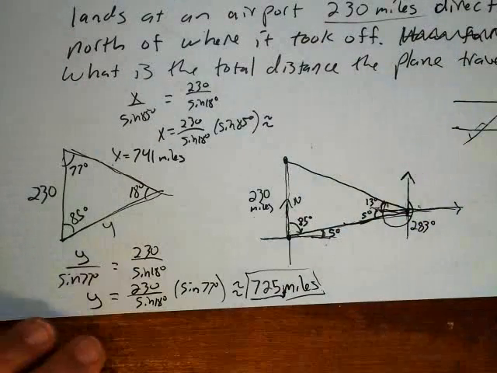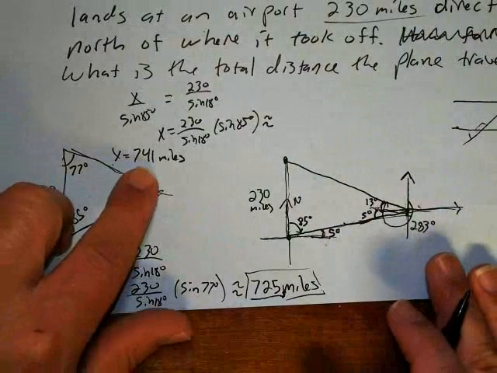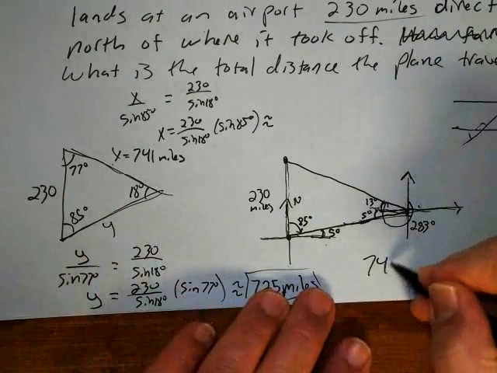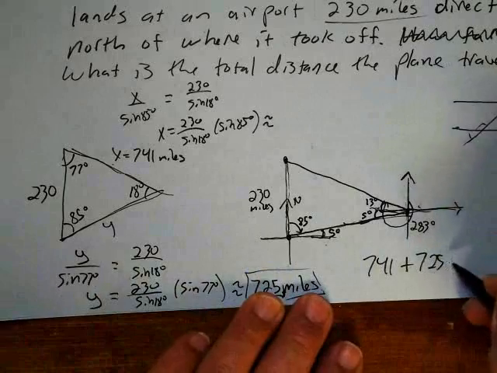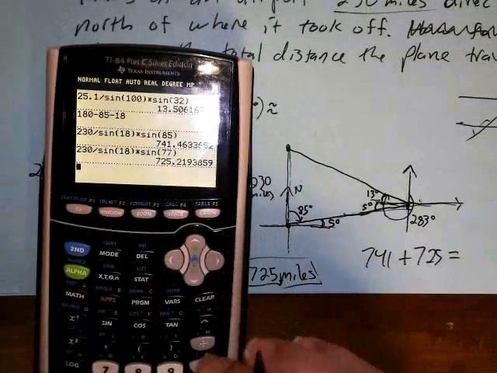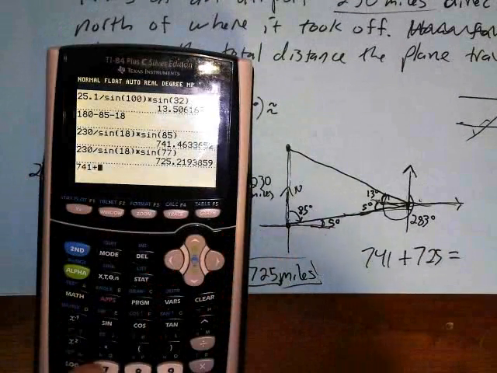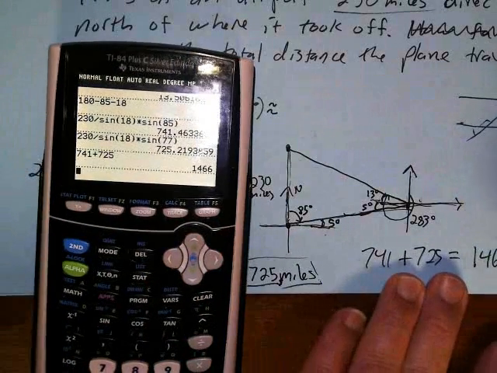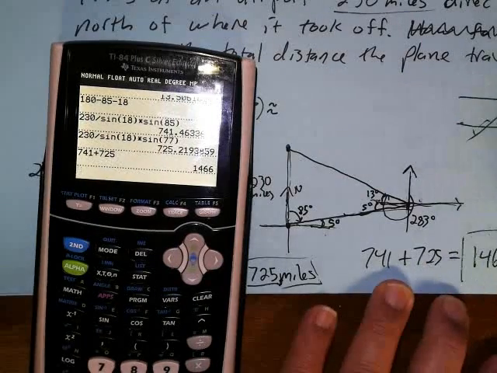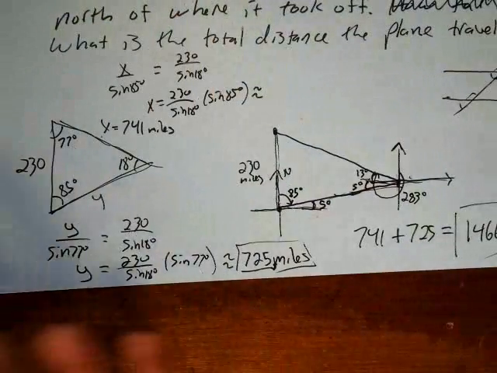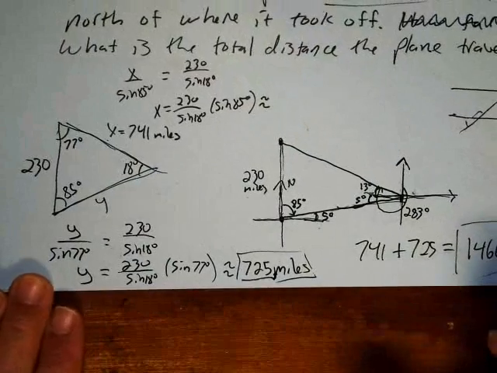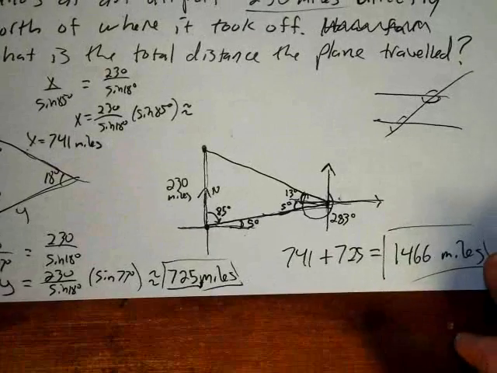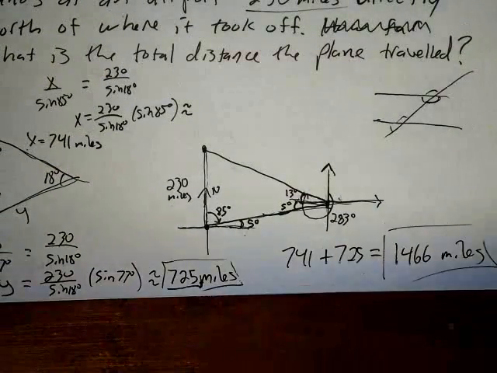So we basically have here 741 plus 725, and that is equal to 1,466 miles. So that's how far the plane traveled in its journey there. So that's the idea behind the bearings here.